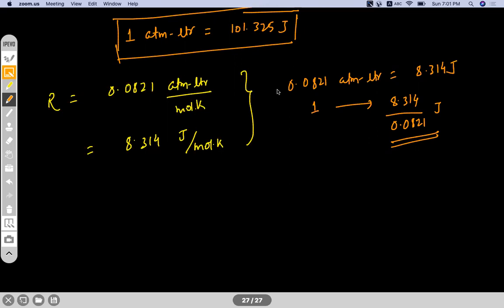So this is the work done topic. Now we have a few conditions in this, and in different processes how to find work done. We'll continue with this in the next class. After the next class, you can start solving numericals on this.